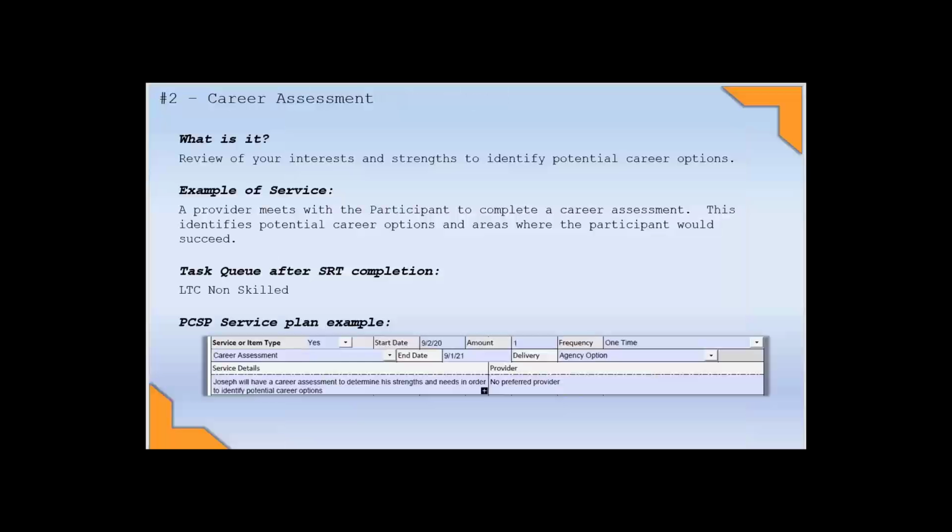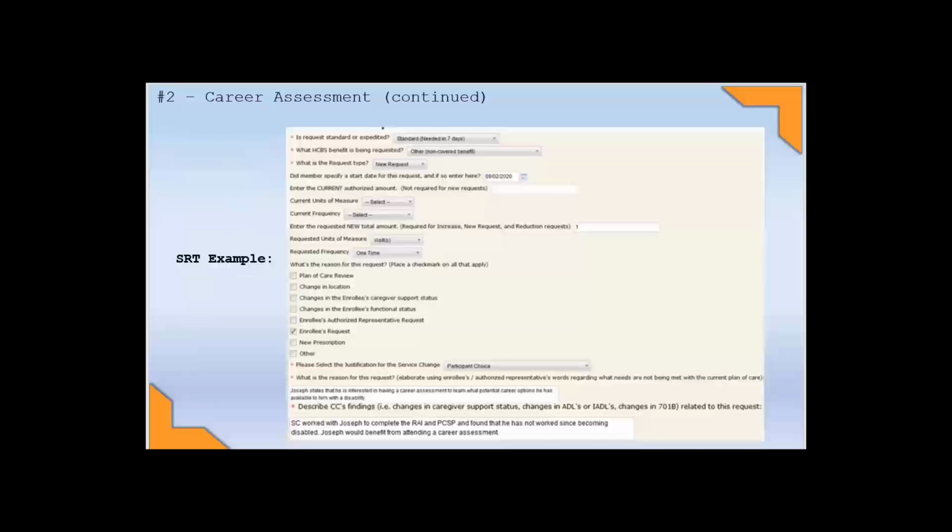Our second employment service, career assessment, is a review of your interests and strengths to identify potential career options. An example would be a participant meeting with a provider to complete a career assessment. This would help the participant to identify potential career options and areas where they would succeed. Again, we have the task queue, the service plan example, along with our SRT example.